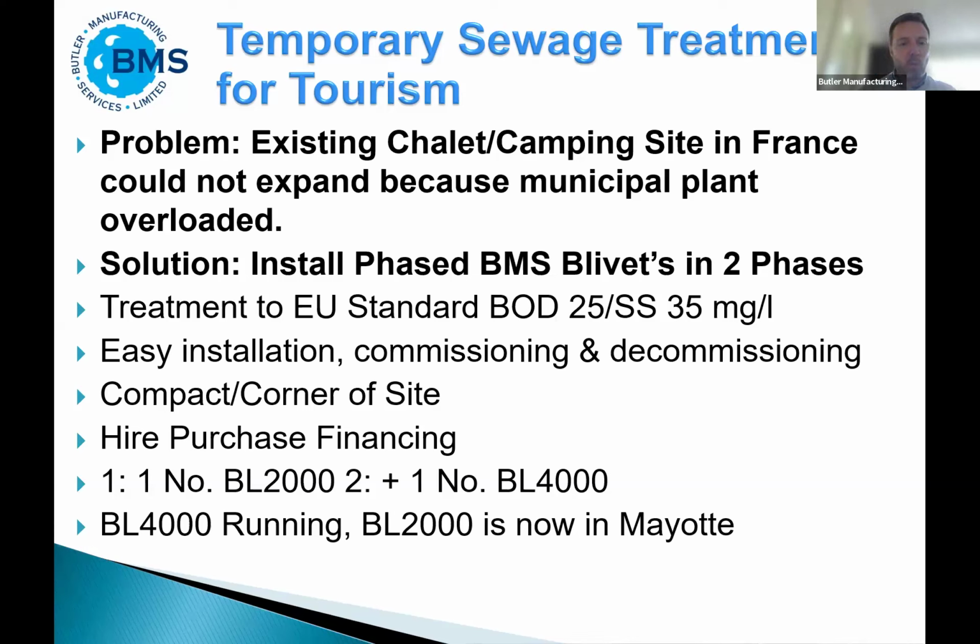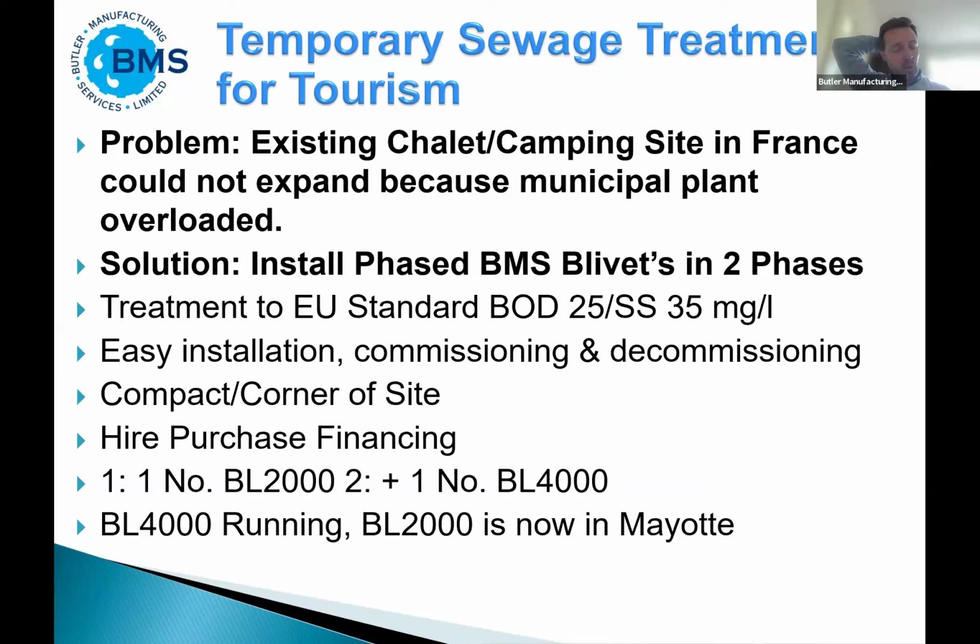What was really important here was that it was a plug and play unit which would go in the corner of the site that was really compact, and that allowed easy installation, commissioning, and decommissioning because the funding for this is going to be via hire purchase, and it's going to be rented out again after it's not required in this site. So we put it in the corner of the site. This went ahead in two phases. Firstly, one of the BL 2000 blivets you already saw, for up to 250 population equivalents or residents, was put in. And then the second phase was a BL 4000 blivet, which can treat up to 500 population equivalents.